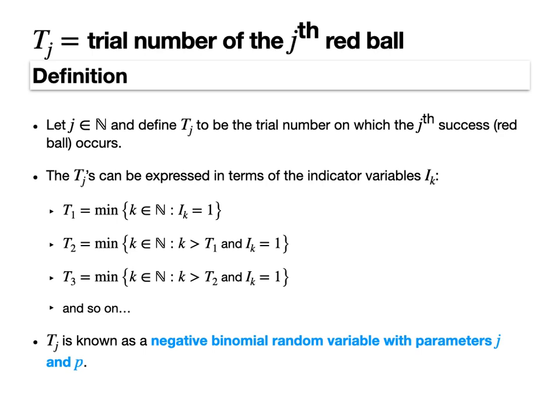T sub 2 similarly can be expressed in terms of the I sub k's. T sub 2 would be the first index k that's greater than T1, right? So it comes after the first success, but it's the first index after the first success that is a success. That would mean it's the second success. So it would be the first index k such that k is bigger than T1 and I sub k equals 1. And that would be T2, the trial number of the second red ball, and so on. These variables T sub j are known as negative binomial random variables with parameters j and p.